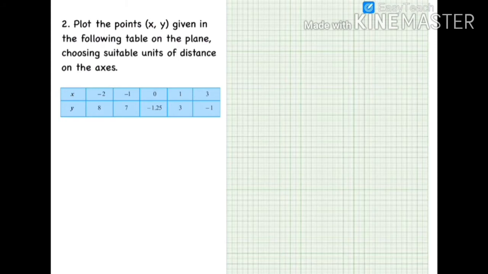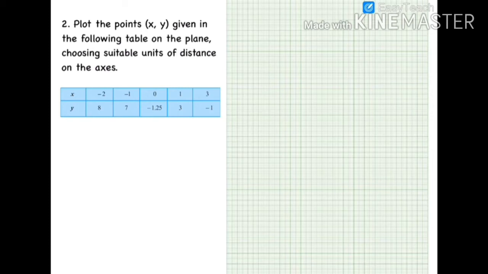Question number 2. Plot the points x, y given in the following table on the plane, choosing suitable units of distance on the axis. So we have 5 points given in the table. Notice that all the coordinates are integers except for this point. The y coordinate of this point is a decimal. So we need to choose a scale so that all points can be shown accurately.